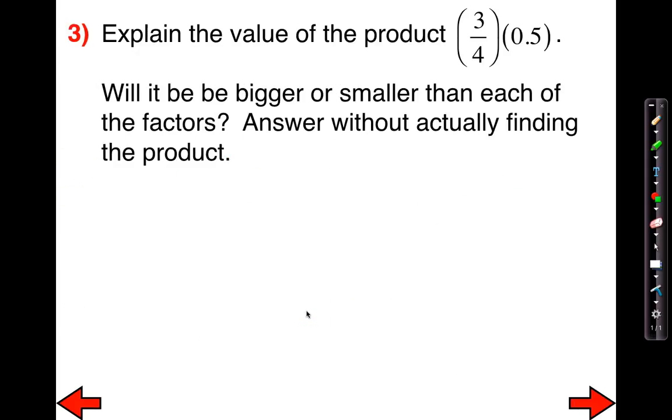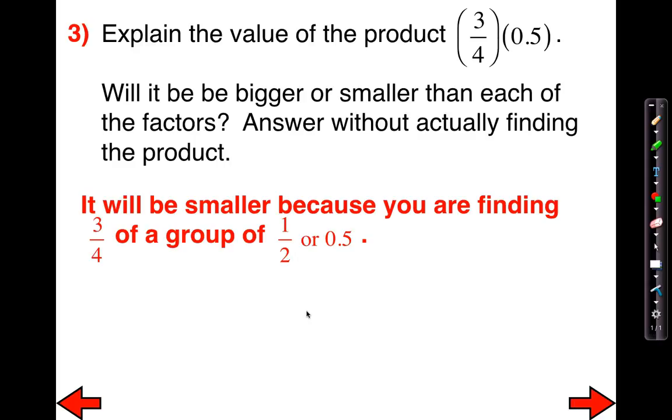Number 3, explain the value of the product 3/4 times 5/10, aka a half. Will it be bigger or smaller than each of the factors? Answer without actually finding the product. Well, if I take 3/4 and I take half of it, of course, it's going to be smaller than 3/4. Now, would it be smaller than a half, though? If you take 3/4 and take half of it, it will definitely still be smaller than a half. So my answer is it's going to be smaller.